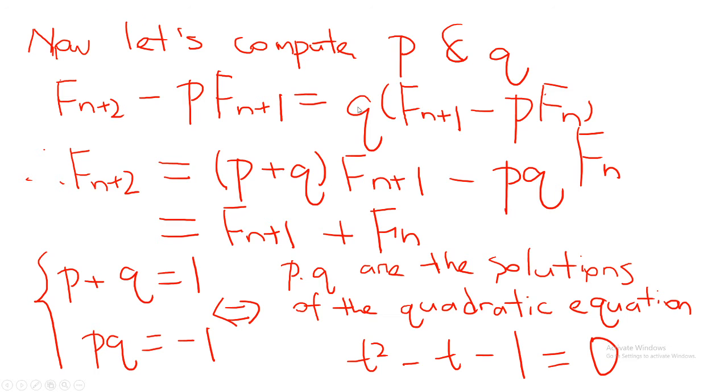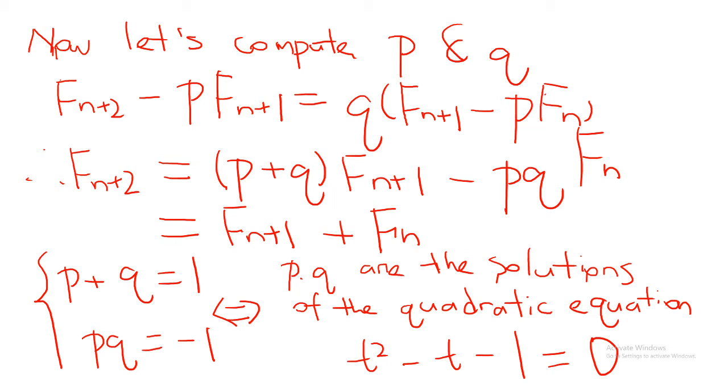We put it right here and we split these brackets apart. We'll have fn plus 2 equals p plus q times fn plus 1 minus pq times fn. And that is identical to fn plus 1 plus fn, because this will be identical to this, which is 1, and this will be identical to this, which is 1 as well. And we'll know that p plus q equals 1 and p times q equals -1.